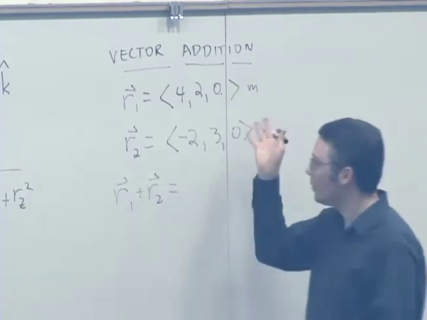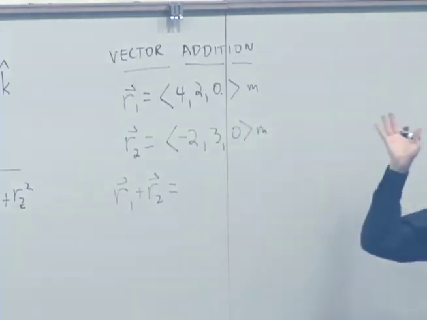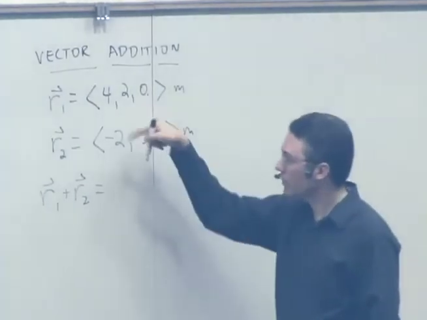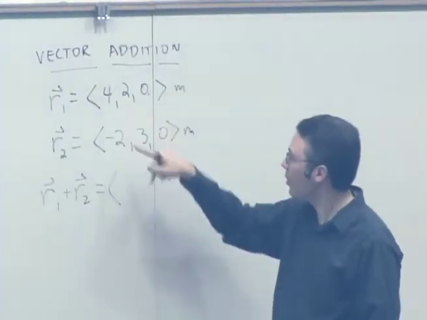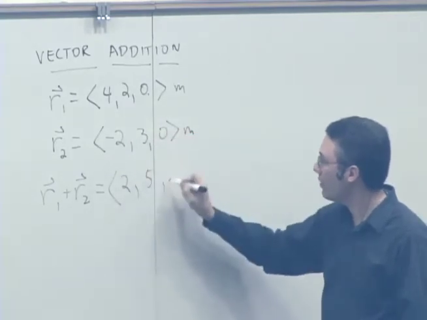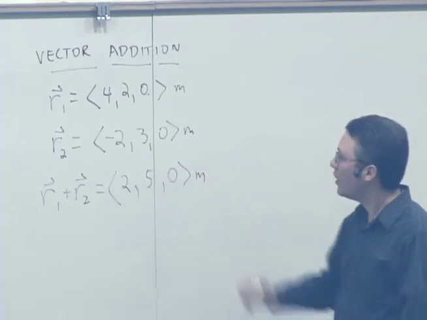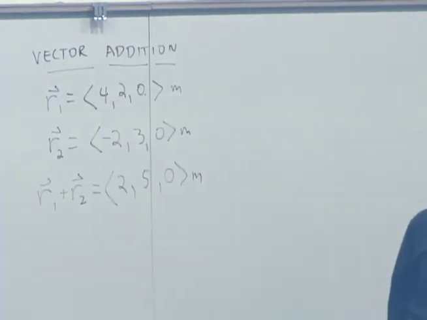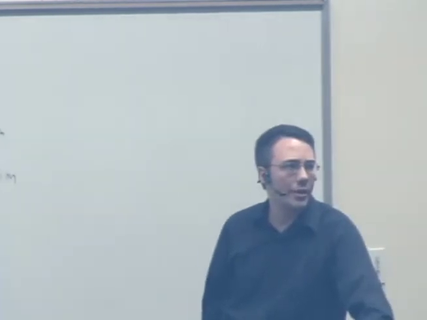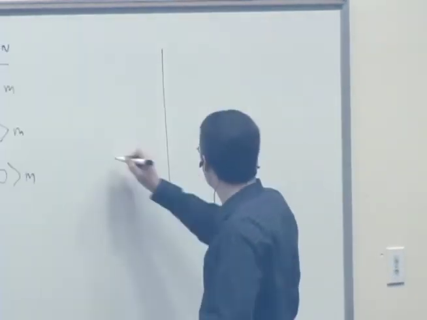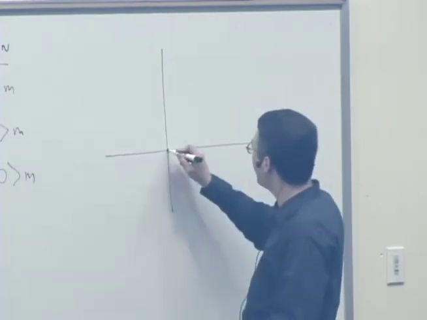I add two vectors by just doing what? Adding the components, right? Okay, so we're going to get 4 plus a negative 2 is 2. 2 plus 3 is 5. And 0 plus 0 is 0. Graphically, vector addition means what? What are we doing graphically when we're adding two vectors? Tip to tail, right? So if you place them tip to tail, let's draw these out.